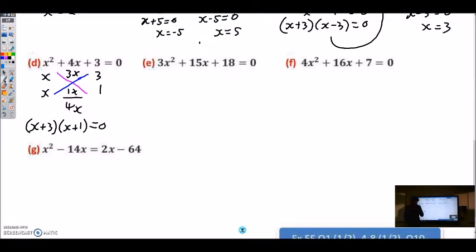And that is still equal to 0. From this, we can say that either x plus 3 equals 0, and x is equal to negative 3, or x plus 1 is equal to 0, and x is equal to negative 1.